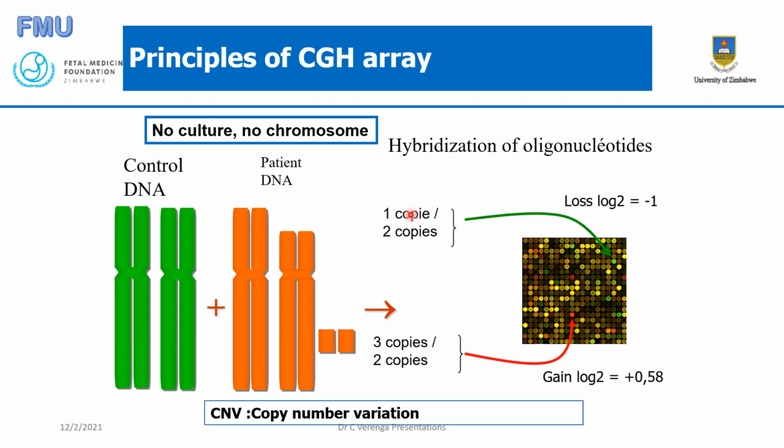So what does this test do? What is the clinical utility of this test? This test will allow us to pick deletions which are too small for a conventional karyotype, and it will allow us to pick duplications which are too small for a conventional karyotype. Because of its ability, it is now standard practice that every patient who has a fetal defect should not just have a conventional karyotype alone, but should also have a chromosome microarray.